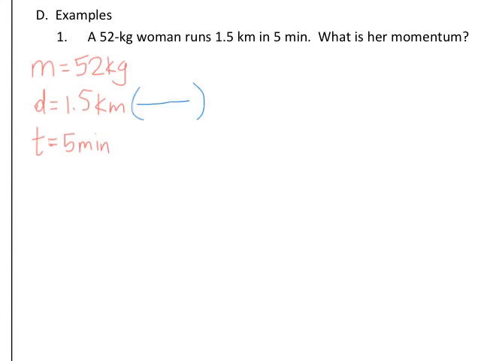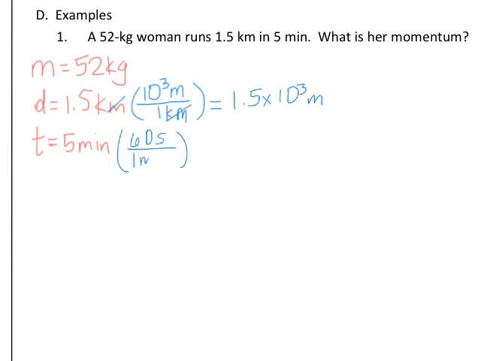I'm going to set up my conversion factor. There are 10 to the third, or 1,000 meters for every 1 kilometer, and I want kilometers on the bottom so that those cancel. And this gives me a distance of 1.5 times 10 to the third meters. And then for seconds, there are 60 seconds for every 1 minute. And again, the minutes are going to go on the bottom so that they cancel. And this gives us 300 seconds.